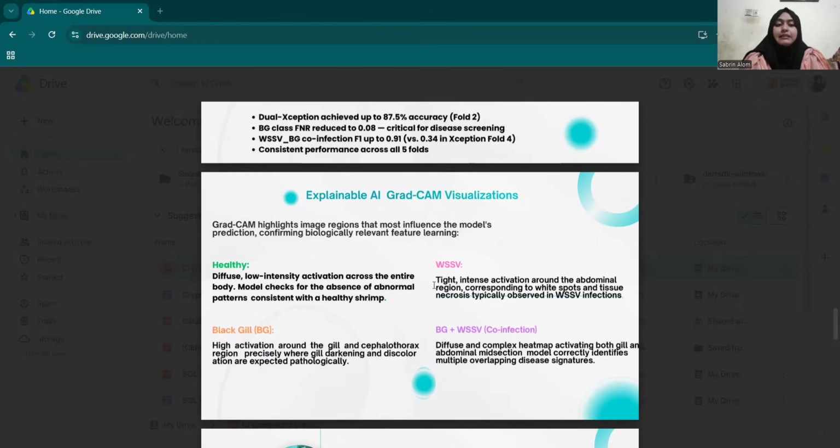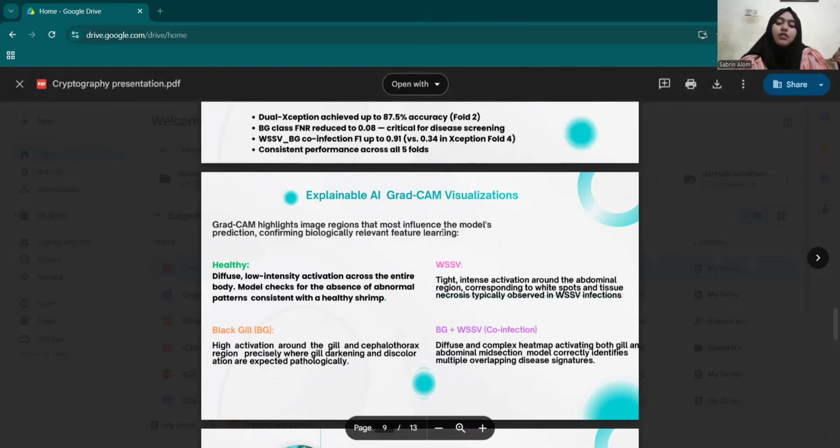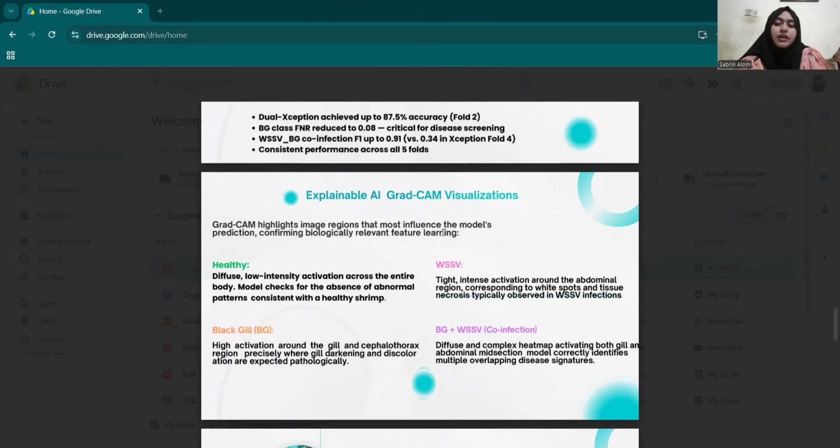The first one is healthy shrimp. The heat map was spread lightly across the whole body. This makes sense because the AI was checking that there are no unusual spots or dark areas anywhere, and showed strong activation around the chest, gill and chest diseases, and therefore there are no dark areas anywhere.